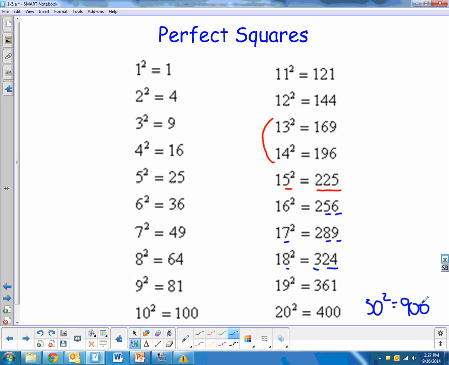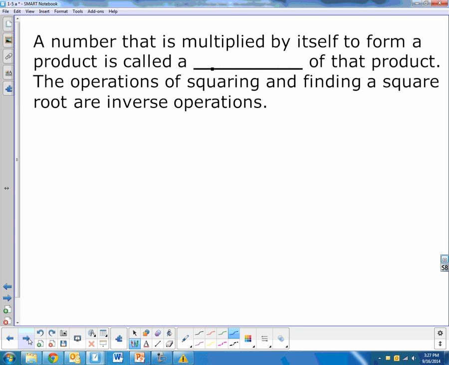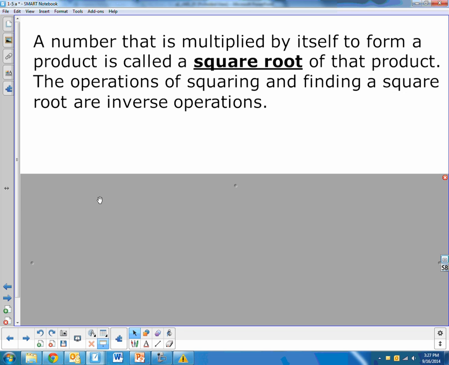What we're going to do with these is we're going to be looking at square roots. And so a number that's multiplied by itself to form a product is called a square root of that product. So the operations of squaring and finding the square root are inverse operations. Just like the opposite of plus is minus, the opposite of times is divide, the opposite, or the inverse operation, of square is square root. And so we can go back and forth between square and square root.